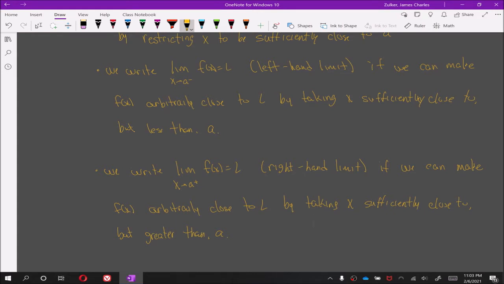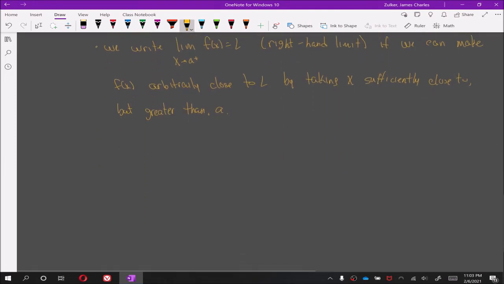So with these, there is an observation that can be made. The limit as x approaches A of f of x is equal to L if and only if the one-sided limits are equal to L.